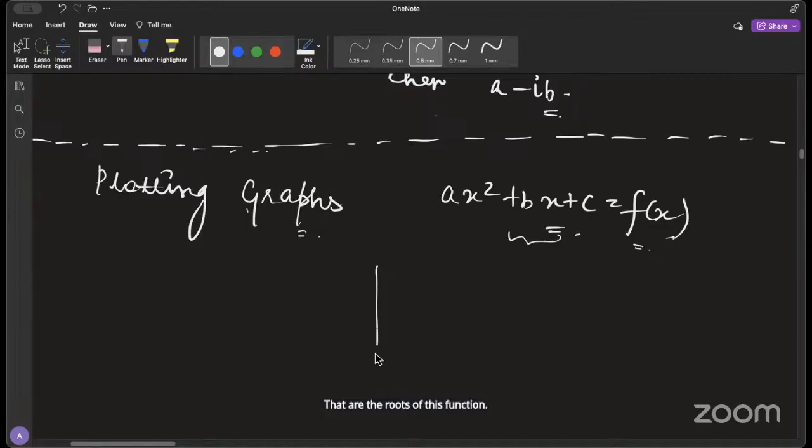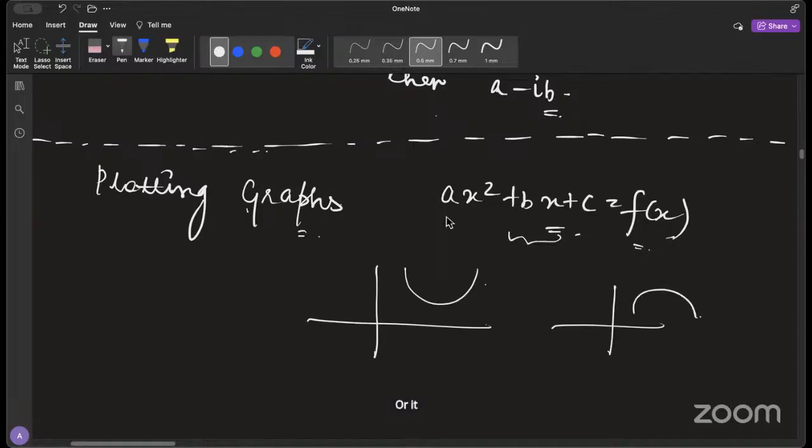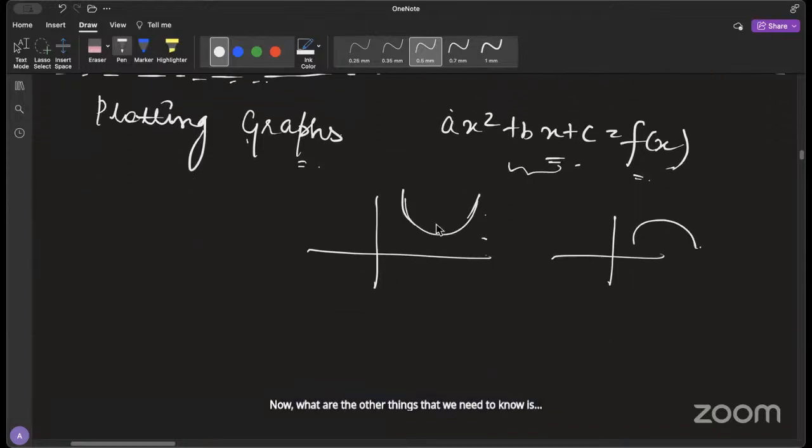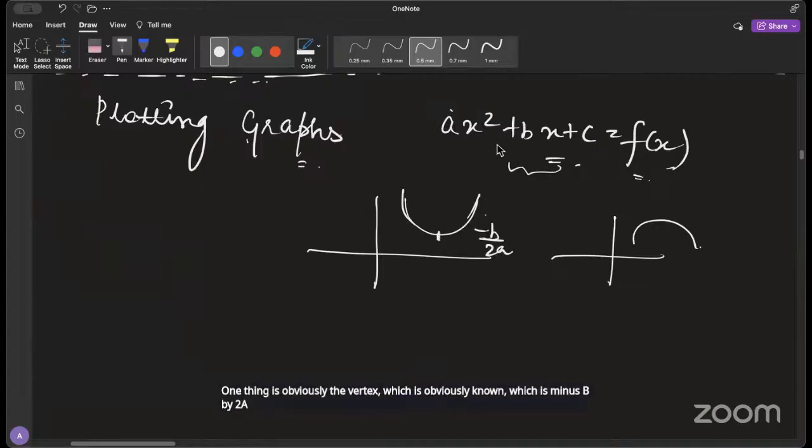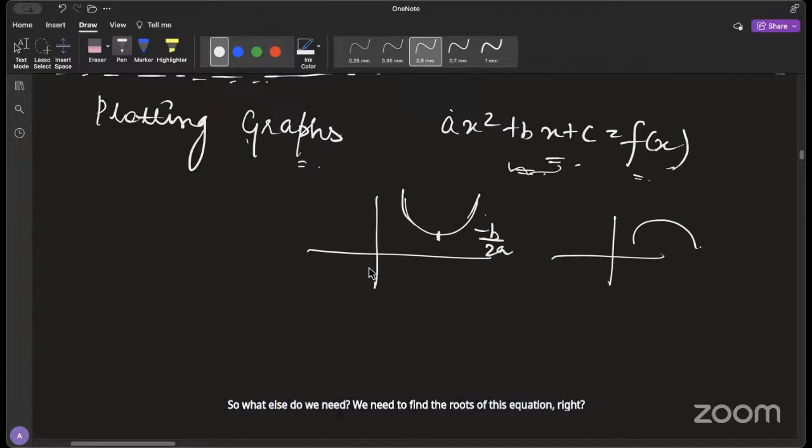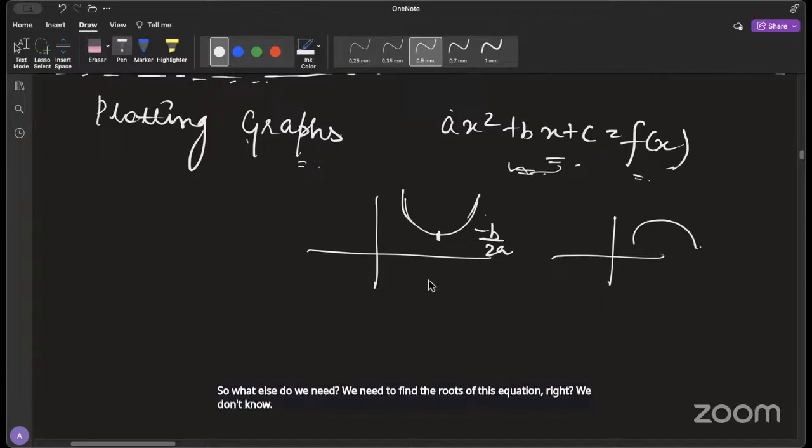And we know our quadratic function either looks like this or it looks like this. That is determined by the sign of a, right? Let's say your a is greater than 0, then it is obviously an upward parabola. That's confirmed, right? Now, what are the other things that we need to know? One thing is obviously the vertex, which is minus b by 2a, right? That also you can figure out from the equation itself. Now, what else do we need? We need to find the roots of this equation, right? We don't know if it cuts the x-axis.